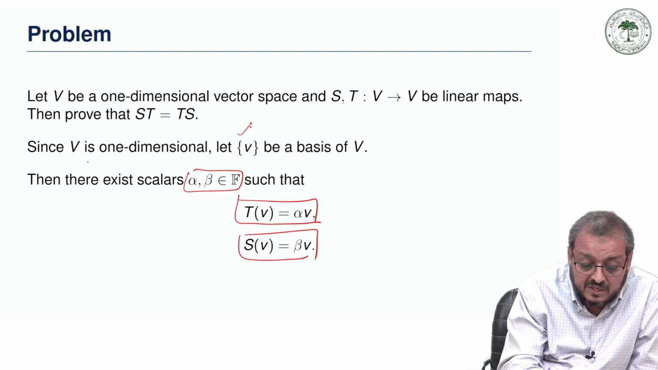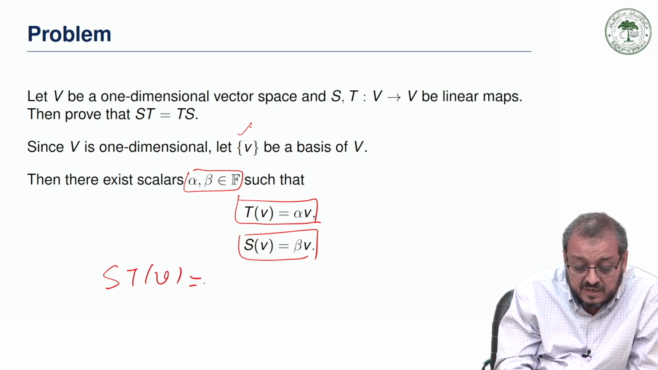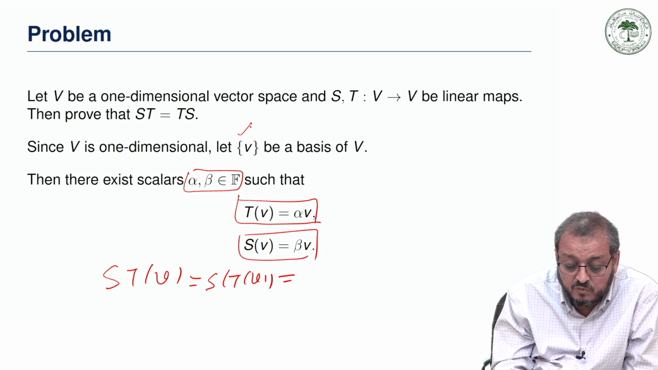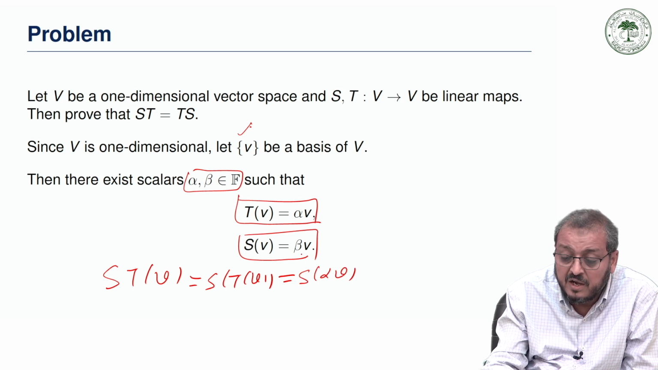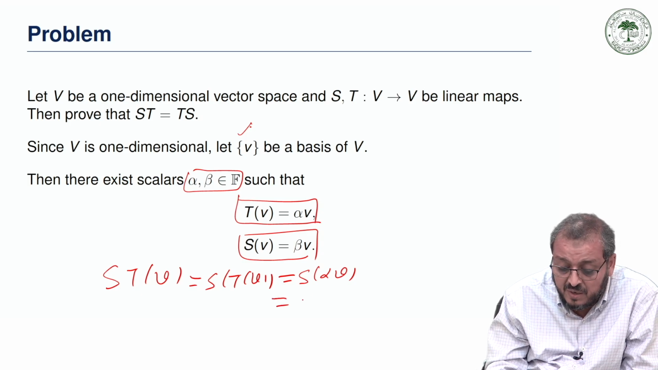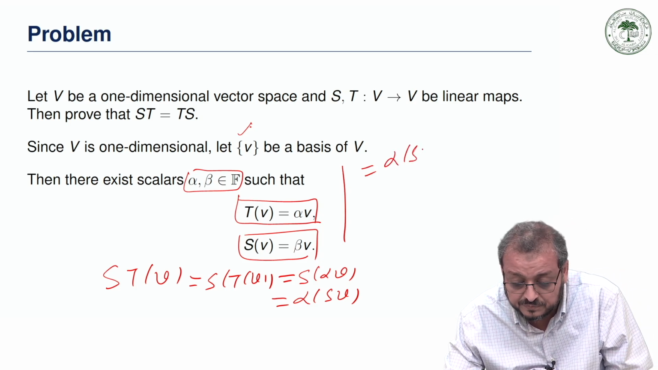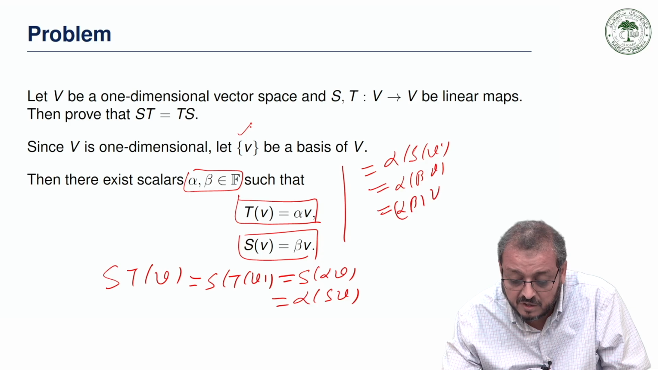So we can calculate S of T of v. Then S times T of v is equal to S times alpha v. Now S is a linear map, so we can write alpha times S of v. This implies alpha times S of v, and S of v is equal to beta v, so alpha times beta v, that is alpha beta times v.